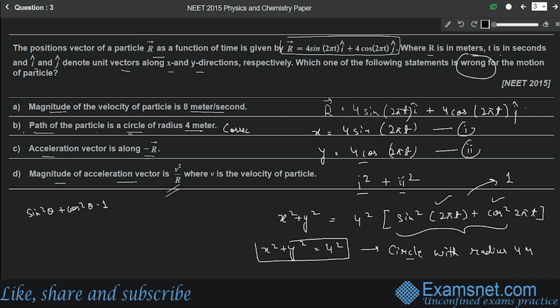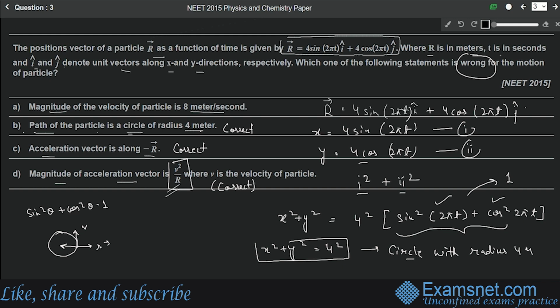Second one is correct. Also, we know that for circular motion the acceleration is equal to v square by r, where v is the velocity of the particle. So statement D is also correct. And if this is the circle, this is the vector r, and this is the velocity vector v, then the acceleration will be towards minus r. So option C is also correct. So it is quite clear that the first statement will be incorrect, but still we'll check how.